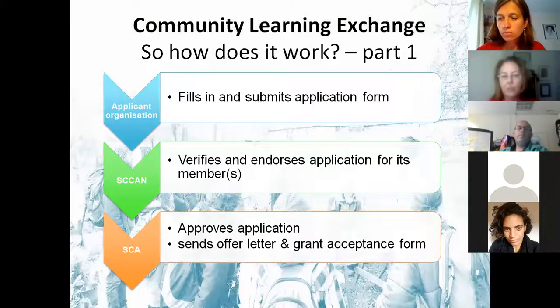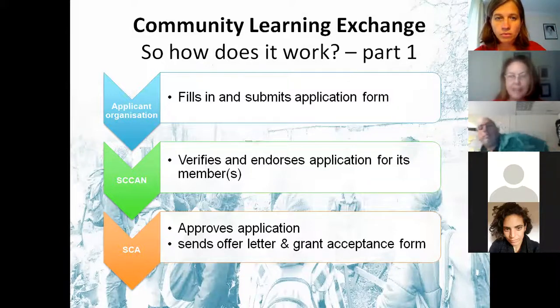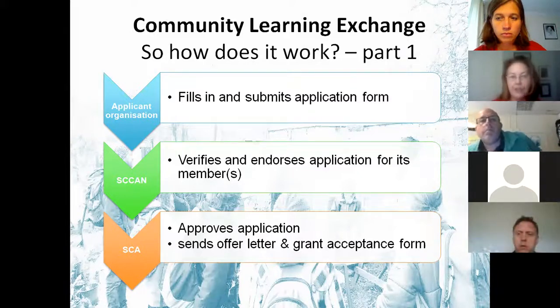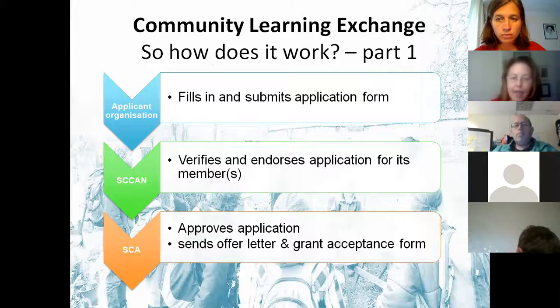So how does it work? I always stress that it is very proportionate to the whole activity. So it's an easy experience. It's an easy administration. There's an application form which is available on the website, but it's also available for SCAN, and the applicant fills it in. They send it to SCAN, and SCAN will verify and endorse the application for its members.